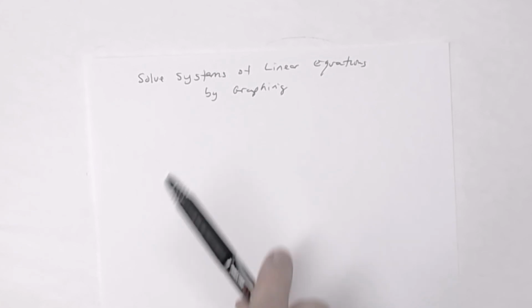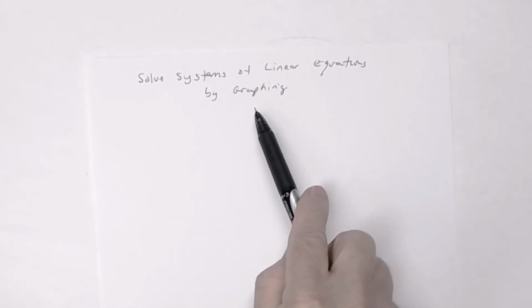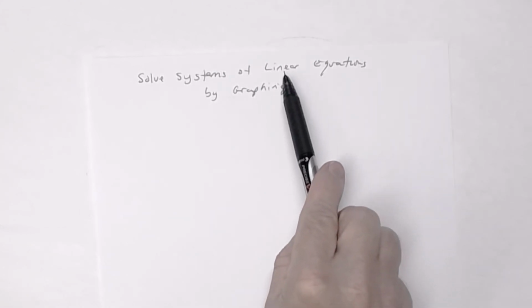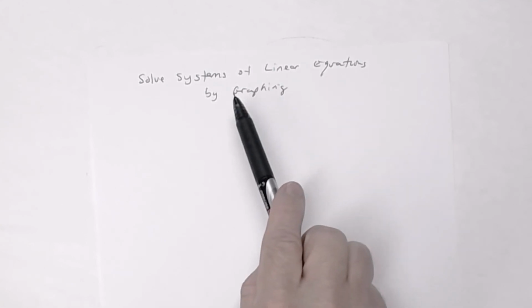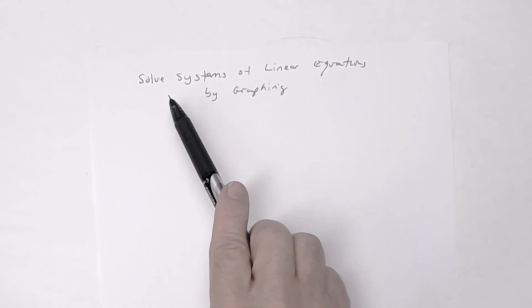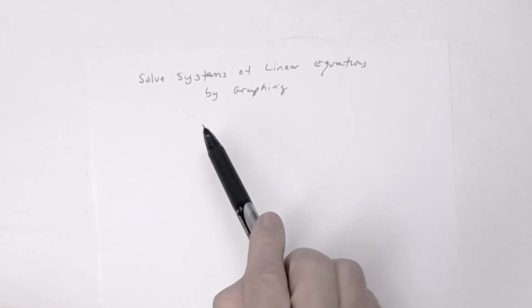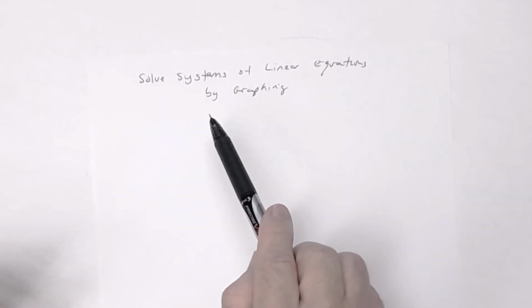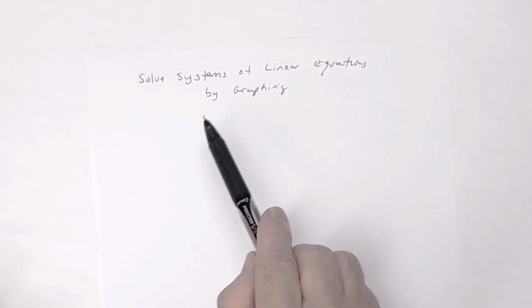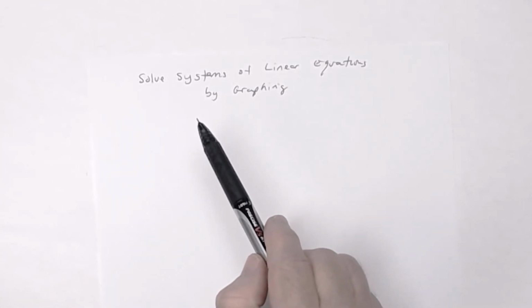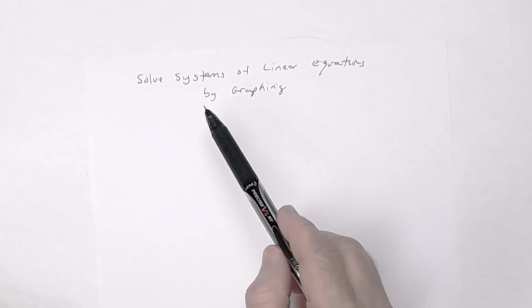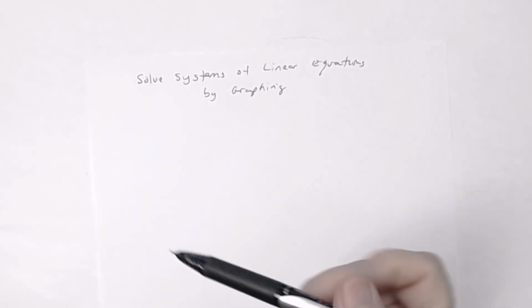All right, so we're going to go ahead and learn how to solve a system of linear equations by graphing. You all know how to graph lines, but now we're going to extend that and solve a system of linear equations. A system of linear equations is where you have two or more linear equations and you're trying to solve that system. So it'll look something like this.